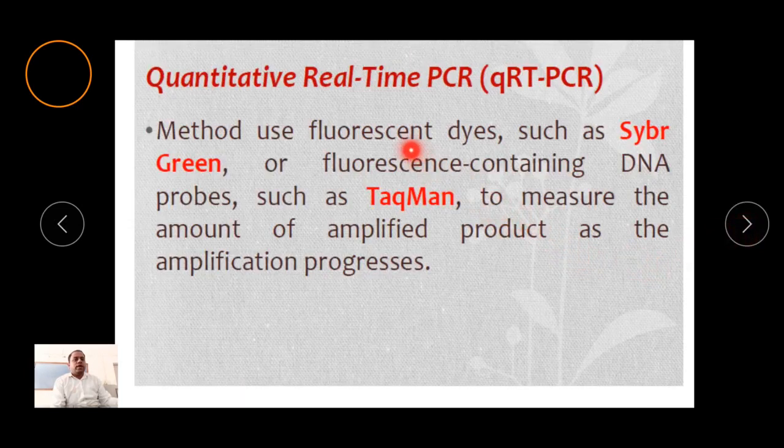Then next is quantitative real-time PCR. Real-time PCR is one of the most advanced PCR methods, where the amplified DNA fragment is detected in a real-time manner. It uses different fluorescent dyes such as SYBR Green, or fluorescence-containing DNA probes such as TaqMan, to measure the amount of amplified product as the amplification progresses. So as and when required, we can stop the PCR, because the amount of DNA amplified can be checked easily, and its amount can be generated graphically easily.